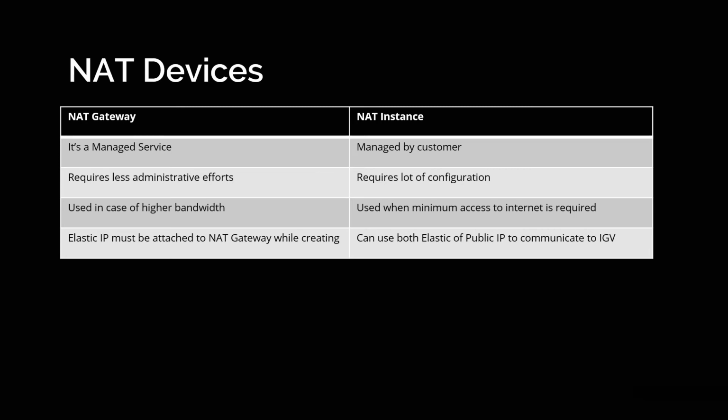A NAT gateway is basically used when there's a requirement of higher bandwidth, but in case of a very small internet requirement, you can probably prefer to use a NAT instance. Now, in case of both NAT instance and NAT gateway, you need to have an elastic IP address attached to it, and it has to be hosted in a public subnet.